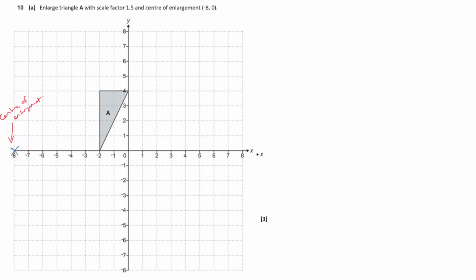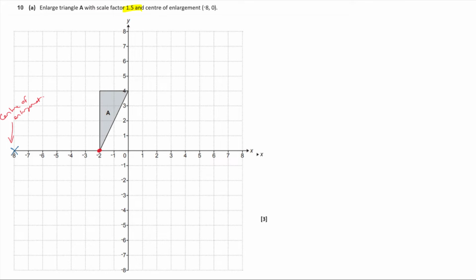Right, then what we do with a scale factor of 1.5 is we take each of the distances of each of the 3 corners and multiply it by our scale factor, and then our image point is going to be that much further away. So if you have a look at this corner down here, at minus 2, 0, can you see that that is 1, 2, 3, 4, 5, 6 jumps to the right of the center of enlargement? So if I take 6 and multiply it by 1.5, 6 times 1.5 is 9.